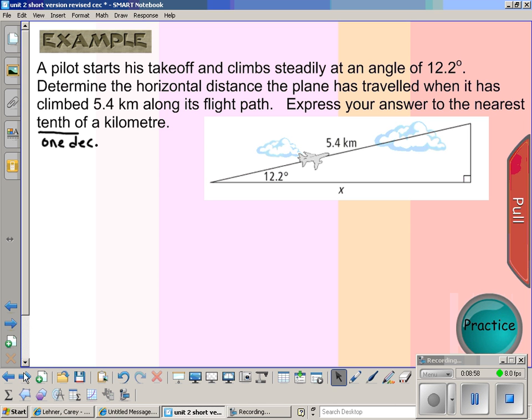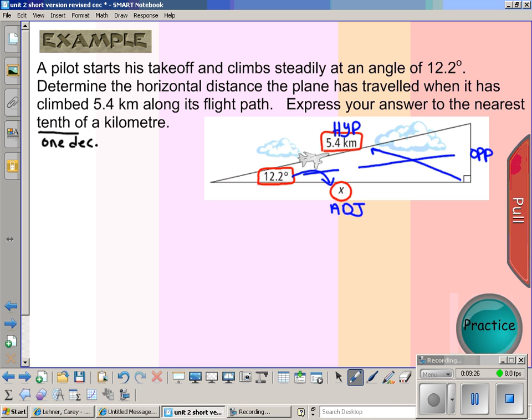So this question gives us an angle. It tells us how far along its flight path we are dealing with, and it wants us to find this horizontal distance. So what we need to do is label our sides. Here's our hypotenuse. From the angle we're given, here's our adjacent, here's our opposite. The opposite side has really nothing to do with what we're looking for, so we don't need to worry about it.